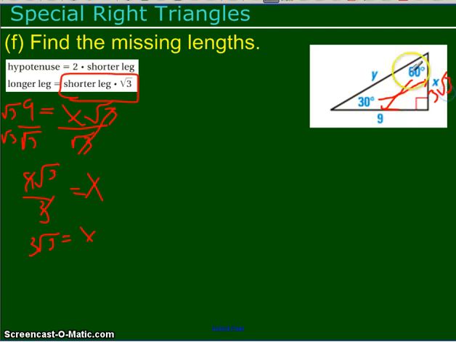Alright, now we got to figure out what the hypotenuse is, but that's pretty easy once we have what X is, because all we have to do is take the shortest leg and multiply it times 2 to equal the hypotenuse. So if I want to multiply 2 times 3, that's going to be 6. So 6 radical 3 would give me what Y is. So we're done with that.